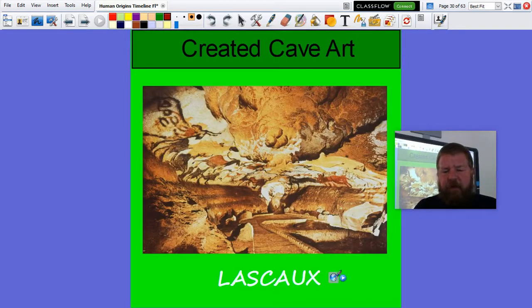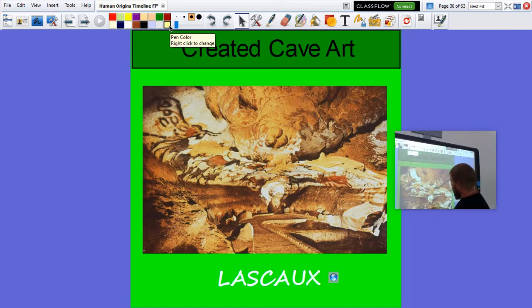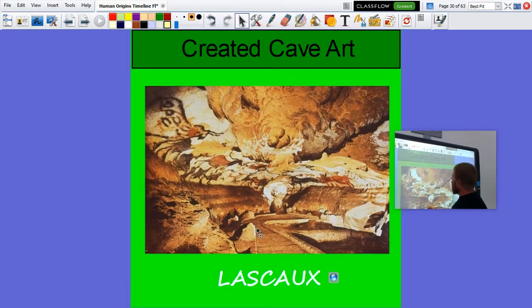This is Le Chaux Cave, and it's located in France, and it's one of the most famous cave painting areas on Earth. Up to a point, you could actually go in and visit it, but the materials used to create the paintings in Le Chaux are so volatile that people entering and exiting, their actual breath was deteriorating the paintings. And it's much bigger than people think.